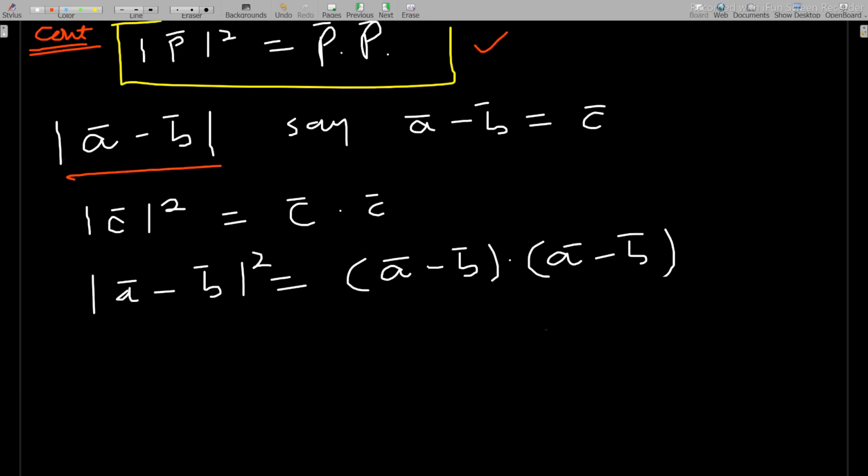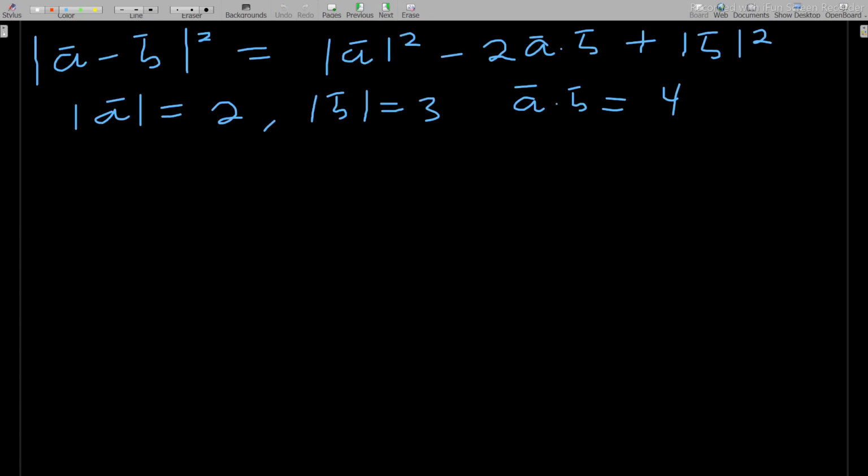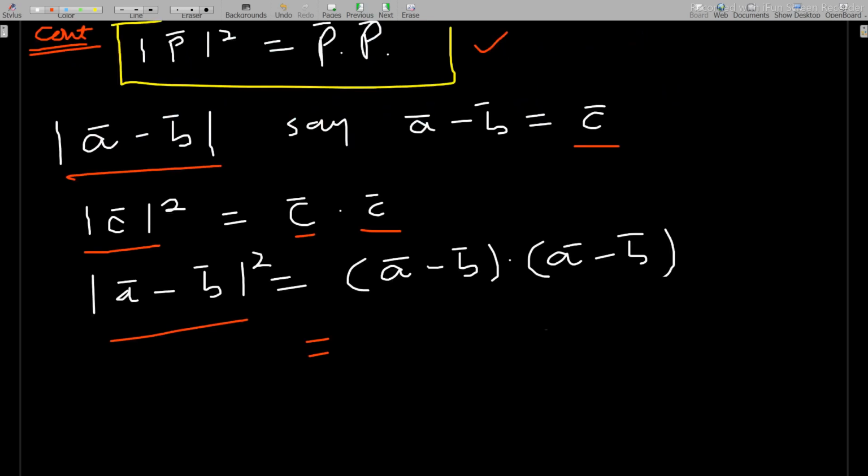Now we know that (a − b) dot (a − b), if I expand this, I'll get a̅ dot a̅ minus a̅ dot b̅ minus a̅ dot b̅ again, plus b̅ dot b̅. Any vector dotted with itself is the same as the magnitude of that vector squared. So we get the magnitude of a̅ squared minus 2 a̅ dot b̅, plus the magnitude of b̅ squared. Now this is how we got it.